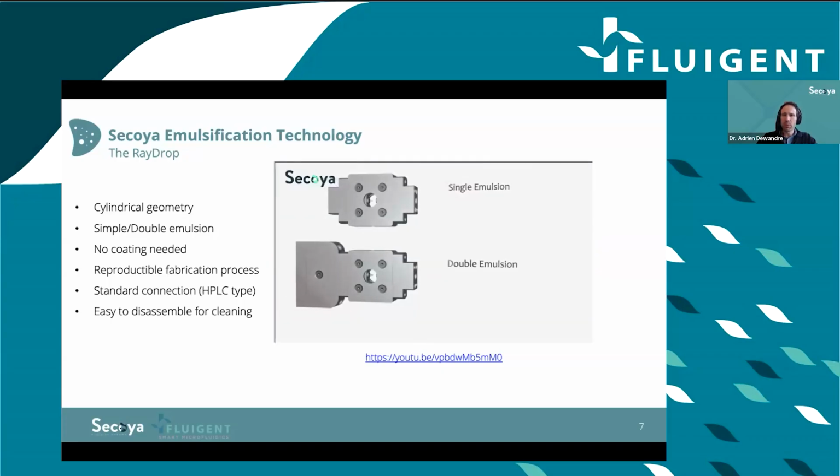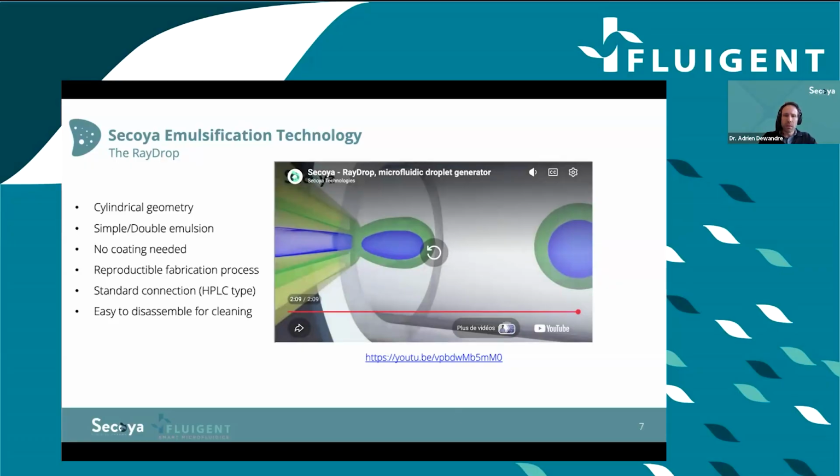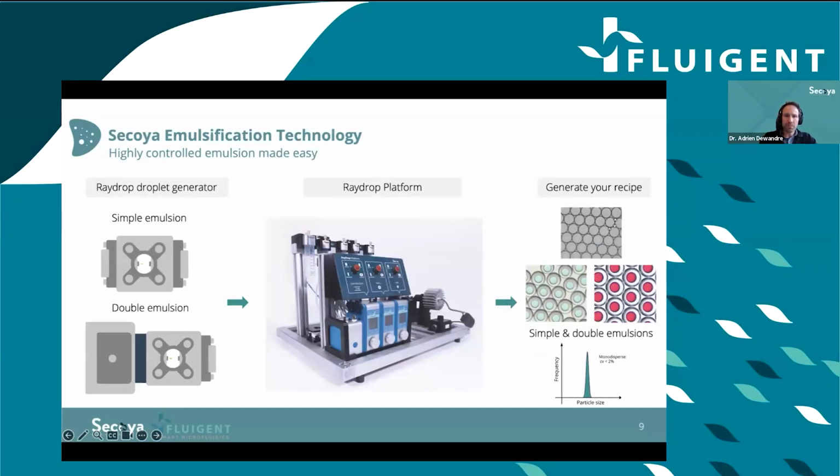So using this system, you can produce single emulsion and double emulsion in one step without needing to apply coating in the system. And this Raydrop is connected to all of the equipment with standard HPLC type fittings. So easy to be connected.